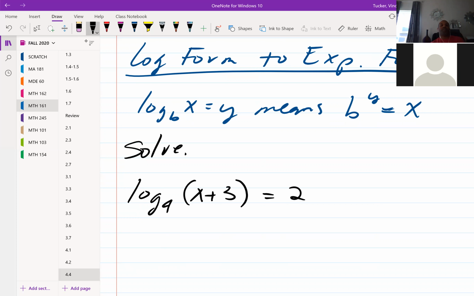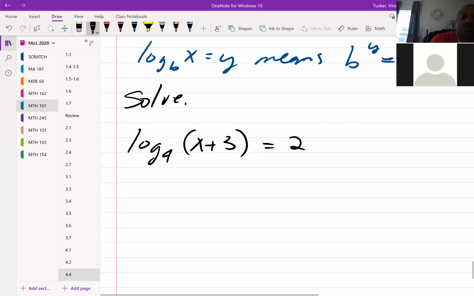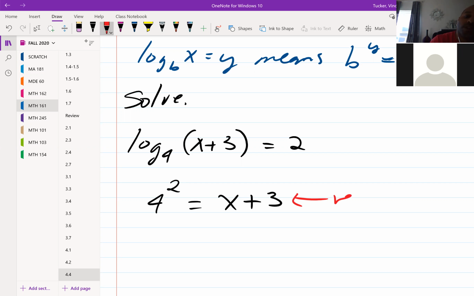So here we have log base 4 of x plus 3 is equal to 2. If I want to transfer this log form to the exponential form, I can rewrite it with my base being 4, because my base always stays the same. Then it's going to be 2 as my exponent equal to x plus 3. So we rewrote it in exponent form.